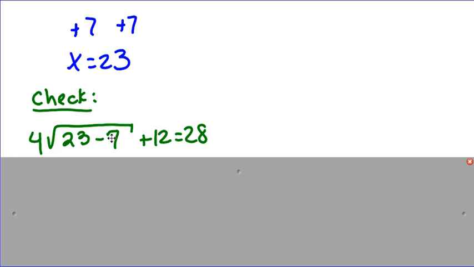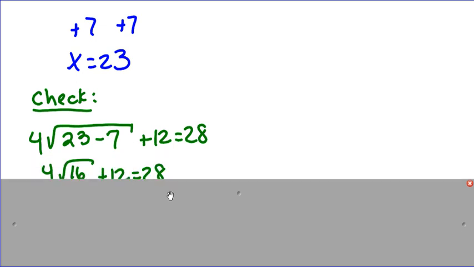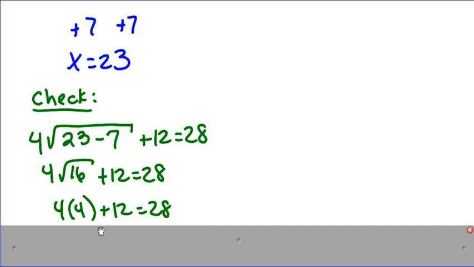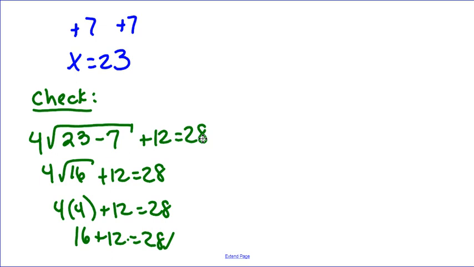So order of operations, simplify what's underneath the radical first. So take the difference. Can you simplify the radical more? Yes, 16 is a perfect square, which is 4. 4 times 4 is 16. 16 and 12, that's 28. That's a valid result, so x is equal to 23.